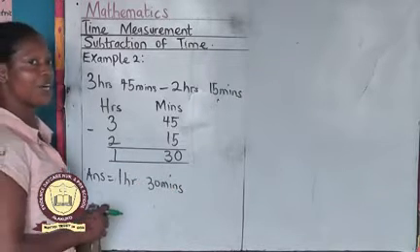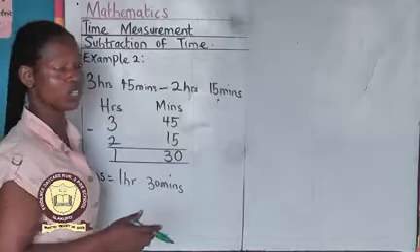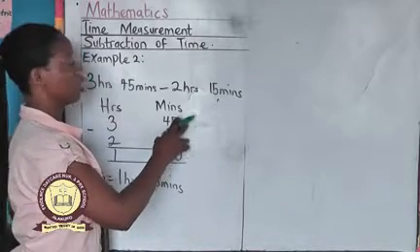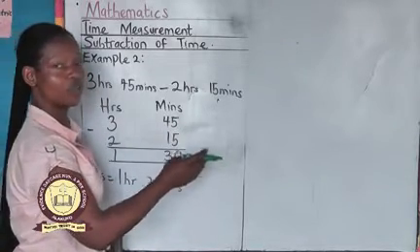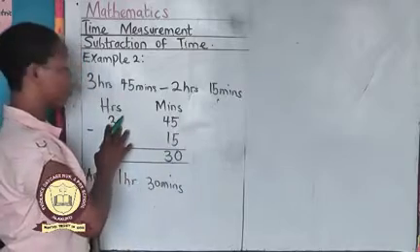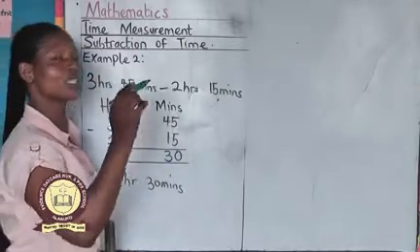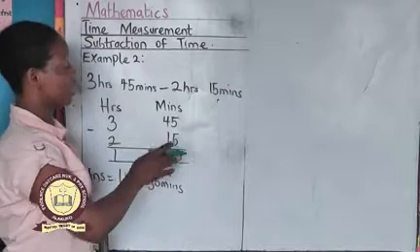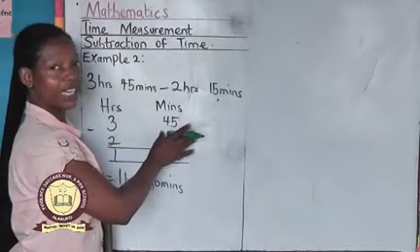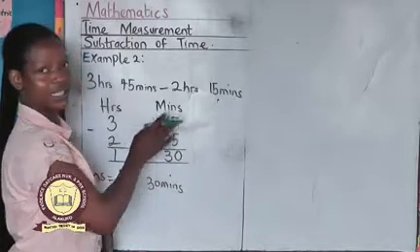Don't forget that the first thing you do in your jotter is to do your minutes first. If you don't need to borrow, just do it directly. If you must borrow, you are going to borrow 1 hour, change it to 60 and put it there, just like the first example. But since we are not borrowing anything here, just do it directly.